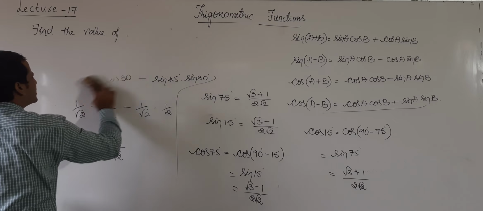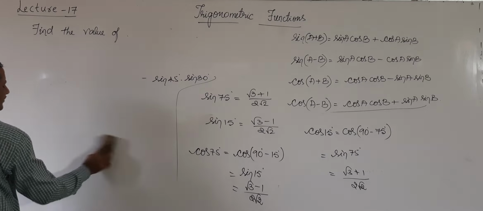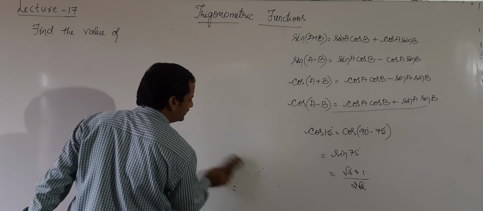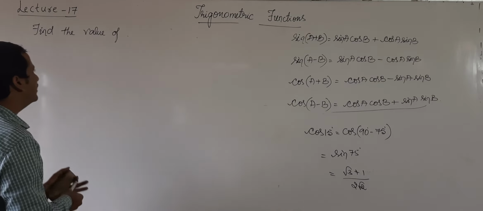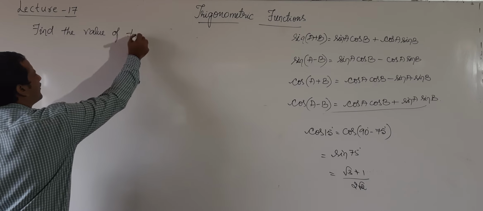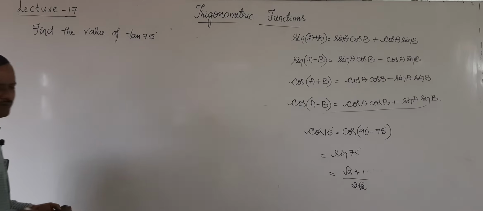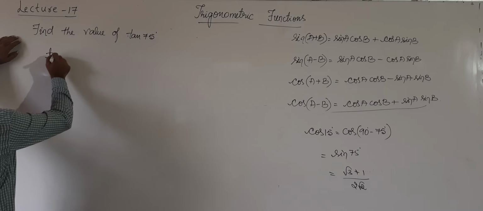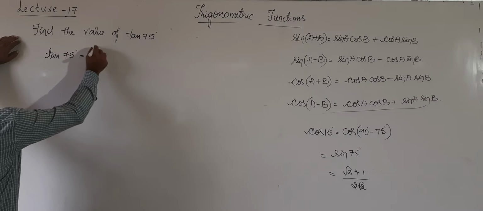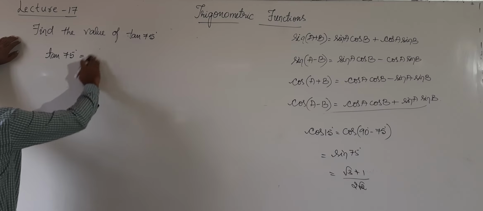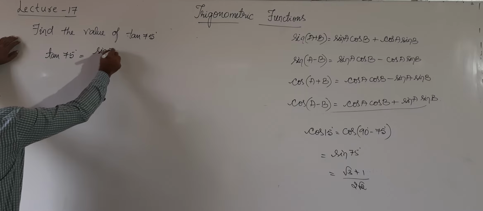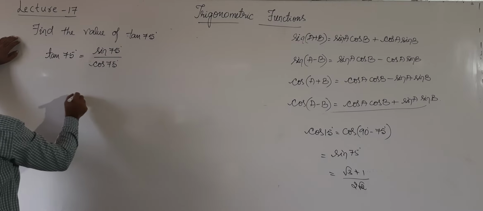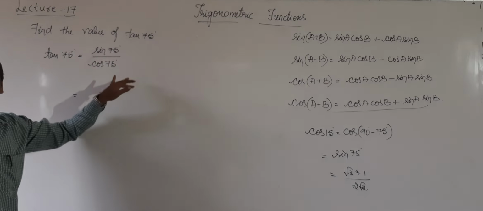Okay. Next question. Tan 75 degree I want. Find the value of tan 75 degree. Now you can either go for tan 45 plus 30, then use the tan A plus B formula, or tan 75 degree can be written as sin 75 by cos 75, right? Tan theta is equal to sin theta by cos theta.